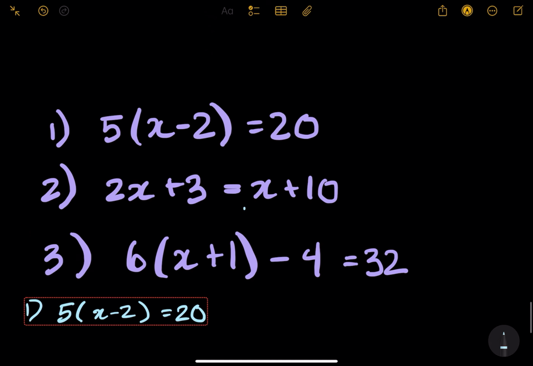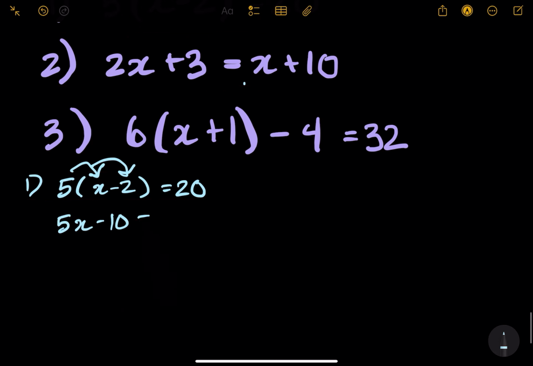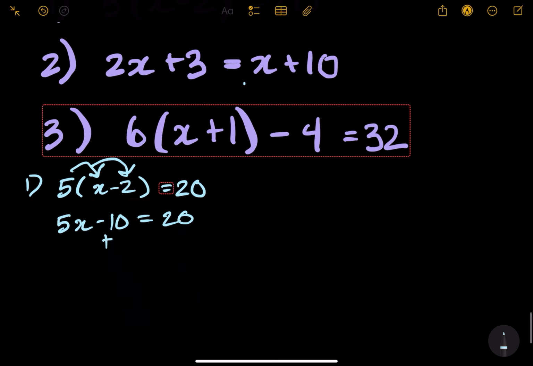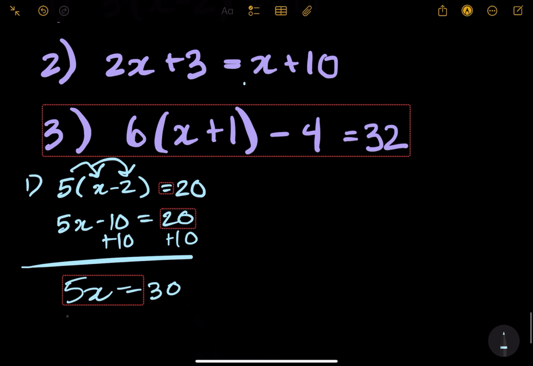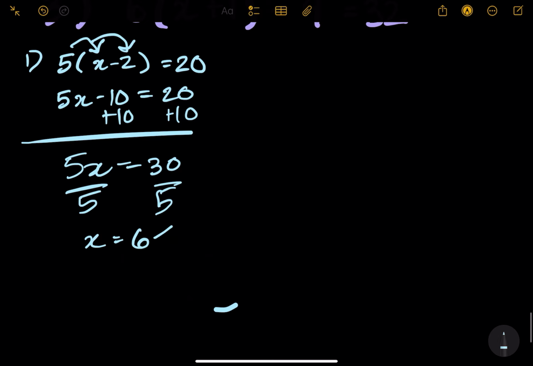For this one, we're going to distribute first. 5x minus 10 is equal to 20. Add the 10 on both sides. 5x is equal to 30. Divide by 5 on both sides. And then x is equal to 6.